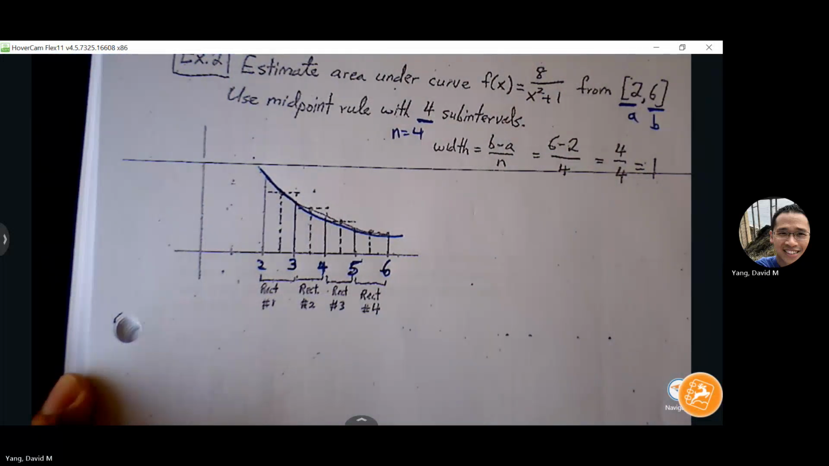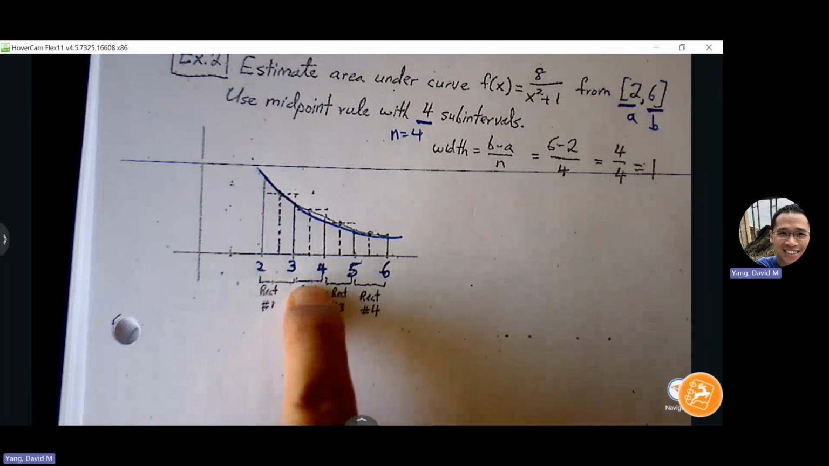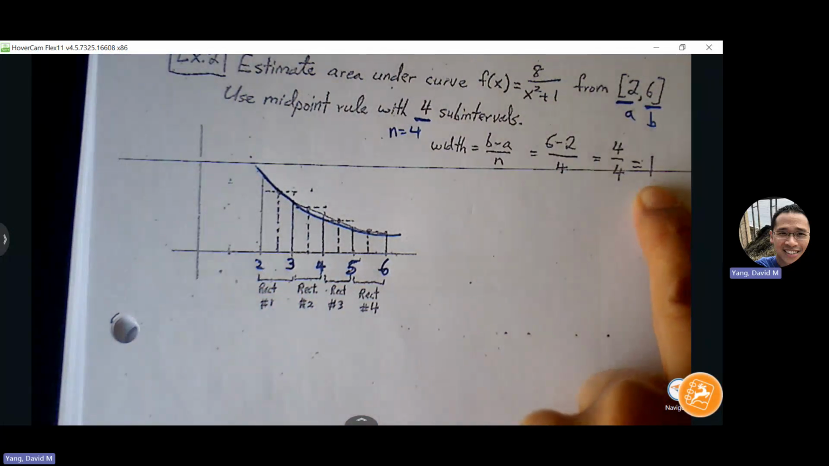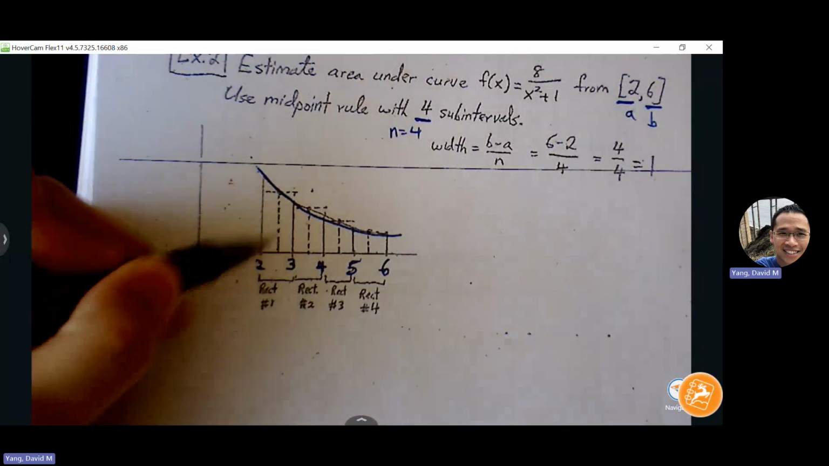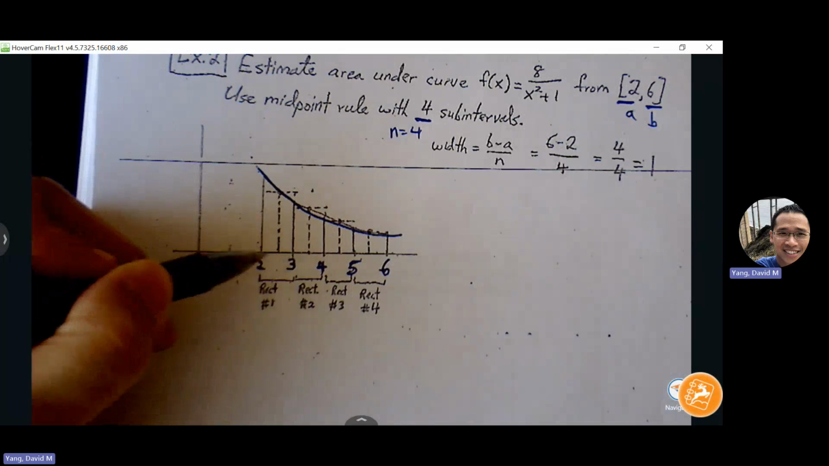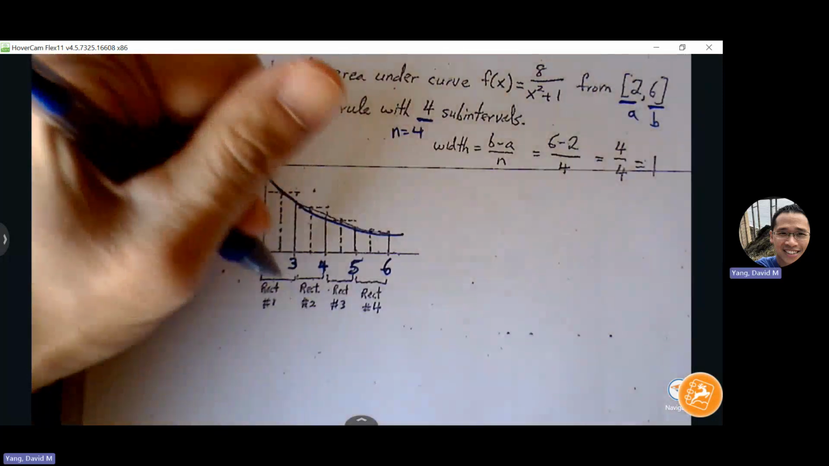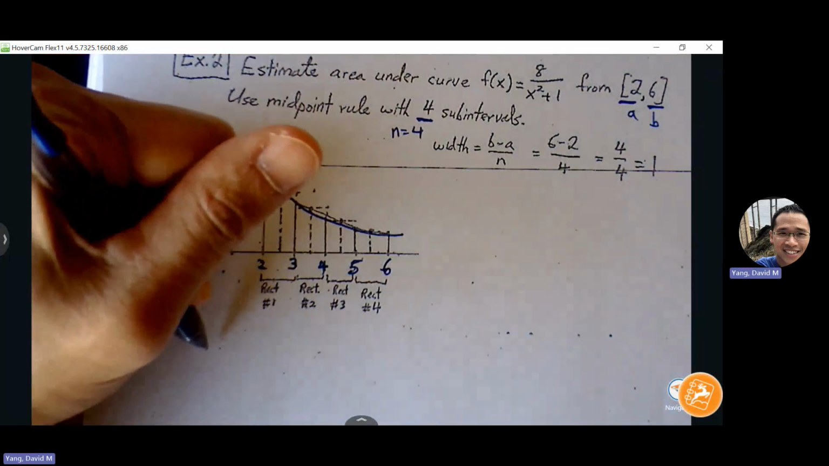Okay. Now, what is the width of every rectangle here? 1, okay? We know that's going to be the width of every rectangle. Now the height, we're not going to use f of 2 or f of 3. We're going to use whatever is between 2 and 3. So what's the midpoint between 2 and 3? 2.5. So we're going to insert 2.5 into the function, and that will represent the height.